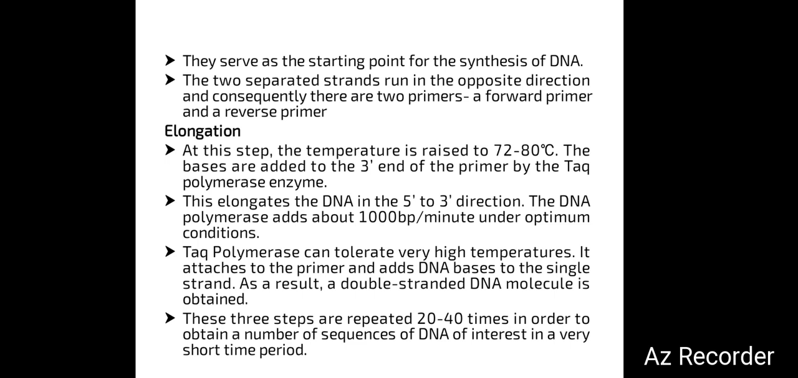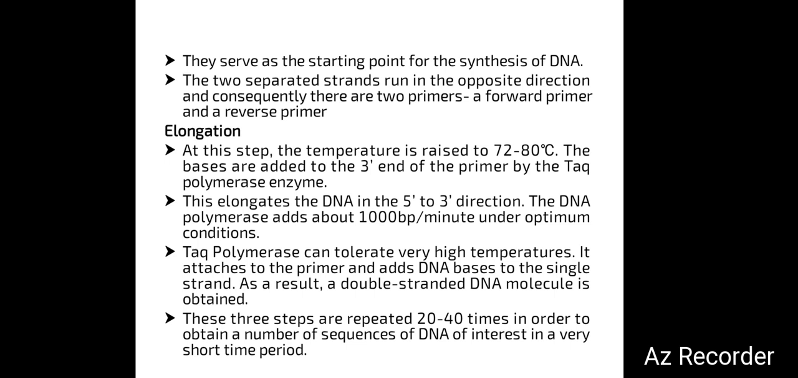Last major cyclic step, extension. Extension is also called elongation. In this step, the temperature is raised to 72 to 80 degrees Celsius. The bases are added to the 3' end of the primer by the Taq polymerase enzyme. It's also called DNA polymerase enzyme. This elongates the DNA in the 5' to 3' direction.